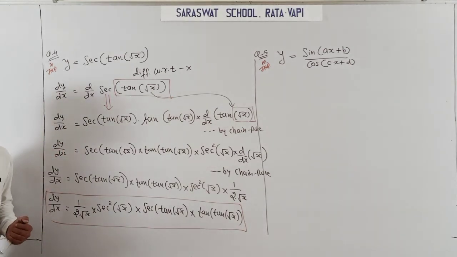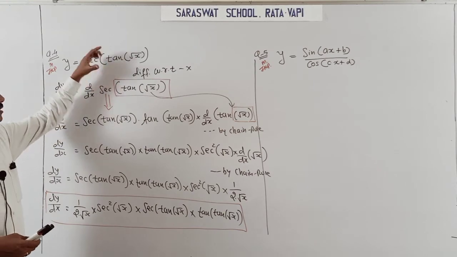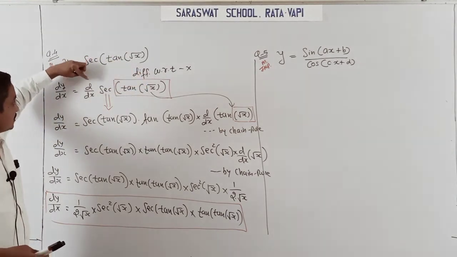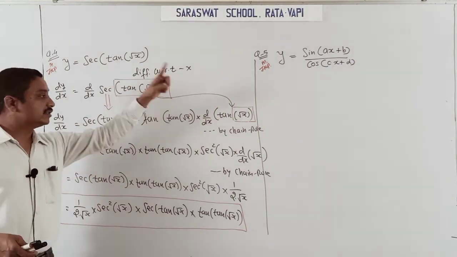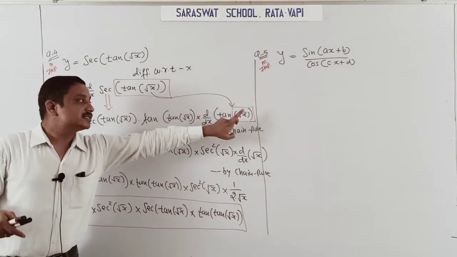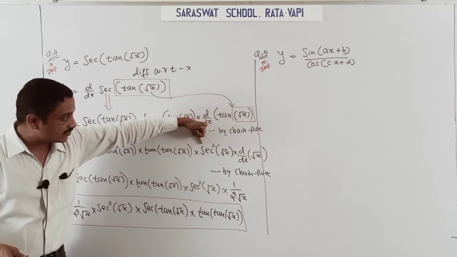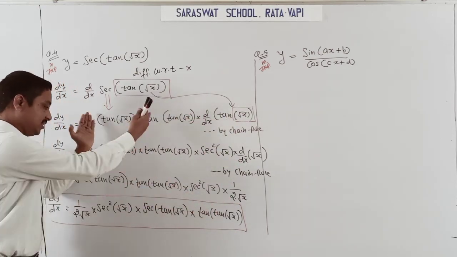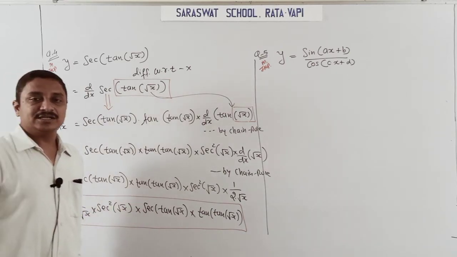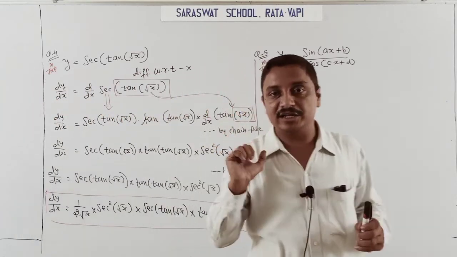I hope you understood properly. One more time, repeat. These functions are considered theta, sec derivative is sec into tan theta, and these are the same. Now tan is considered theta, so the tan derivative is sec square, root x separate, and the root x derivative is 1 by 2 root x. So this answer for your 3 marks is done here, students.